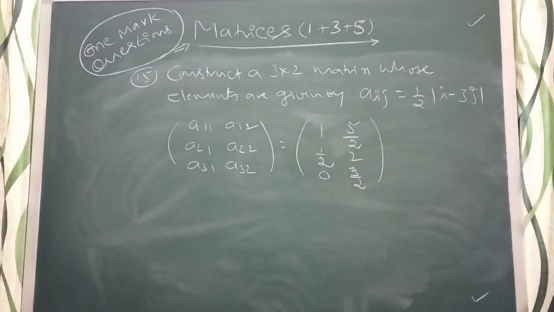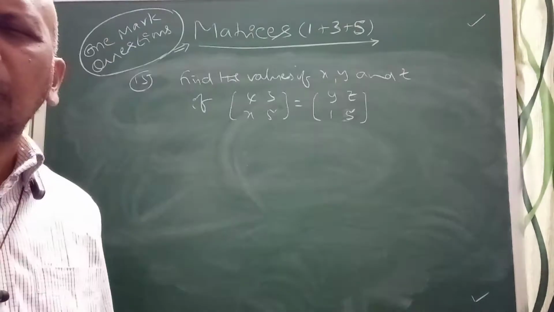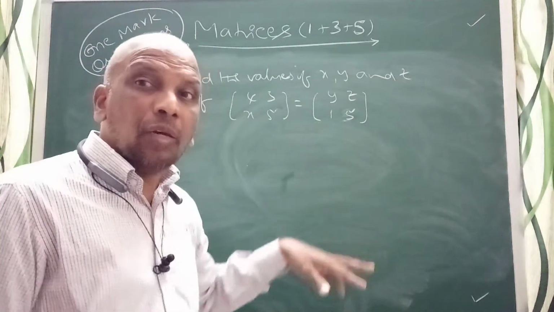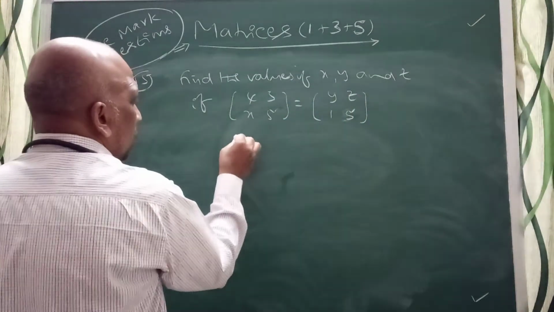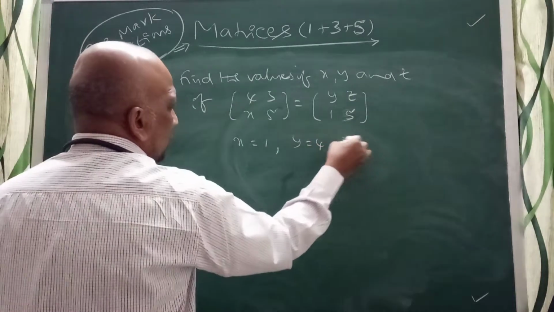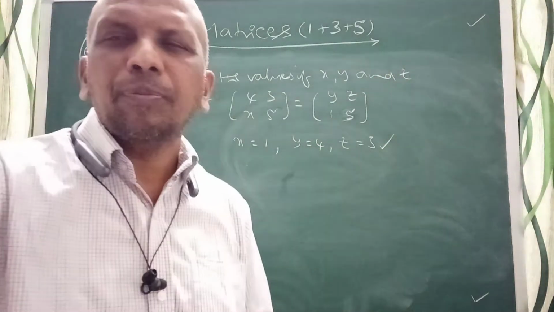Matrix. That will be the answer here. Now I will explain the next problem. The simple problem is that these two matrices are equal. When two matrices are equal, the corresponding elements should be equal. If we compare, I can write x is equal to 1, y is equal to 4, and z is equal to 3. Now we will do the next problem.